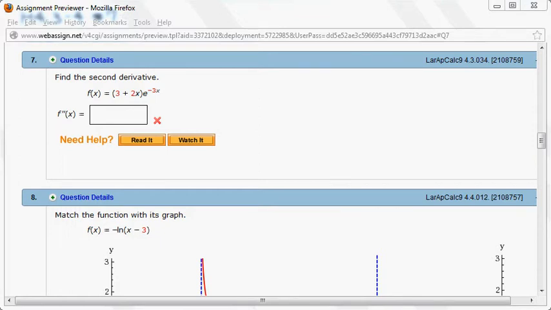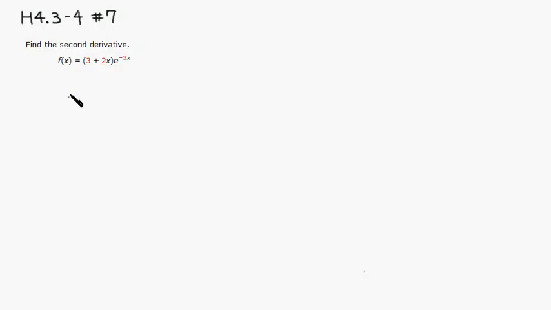Okay, let's look at homework 4.3, 4.4, number 7. Right, so we have this function involving an exponential function, and we want to take the second derivative. So let's do that. First derivative, f prime of x is equal to, right? Since there are two things multiplied together, we're going to use the product rule.